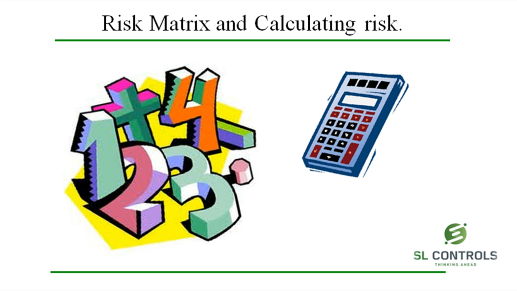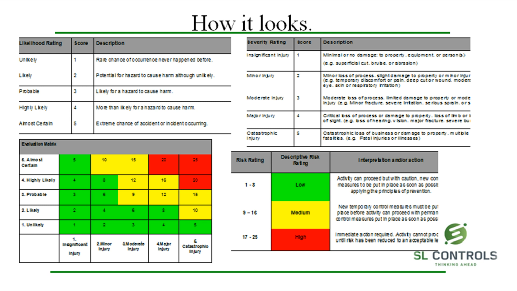So you've been shown the steps to carry out risk assessments. This section now looks at how to rate the risk through the use of the risk matrix. As you can see, the risk matrix consists of 4 parts: likelihood rating, severity rating, evaluation matrix, and finally, risk rating. The purpose of the risk matrix is to allow risk to be rated either low, medium, or high. This in turn will give priority to the most important risks that need controls to be implemented.